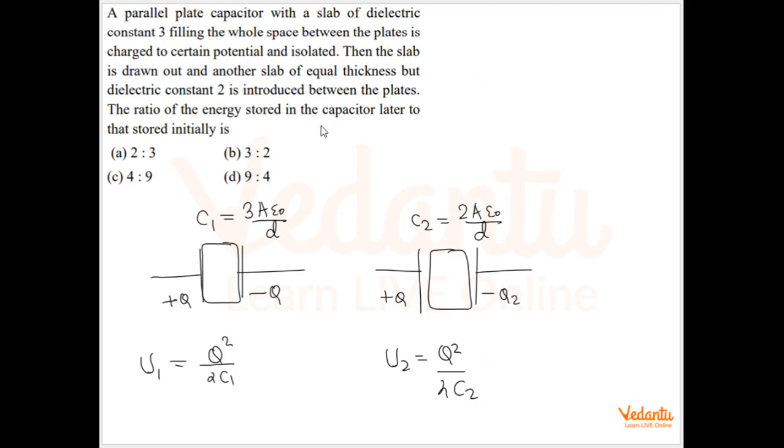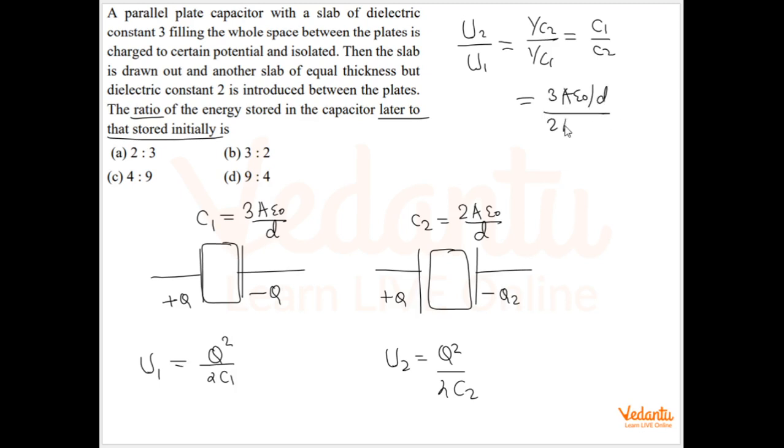Now we have to calculate the ratio of energy stored later to that stored initially. So we have to calculate U2 by U1 here. When you do that, Q square by 2 gets cancelled out. It will be 1 by C2 upon 1 by C1 that will be left. That will just be C1 by C2. Which, when you do, will just be 3A epsilon naught by D upon 2A epsilon naught by D. That will just be 3 by 2. That is option B, the correct answer.